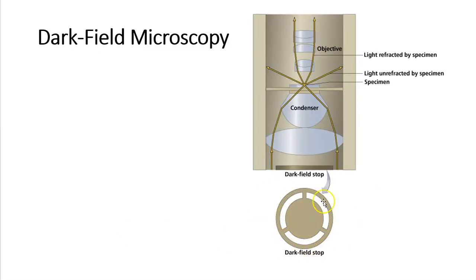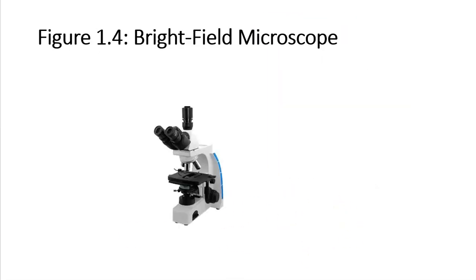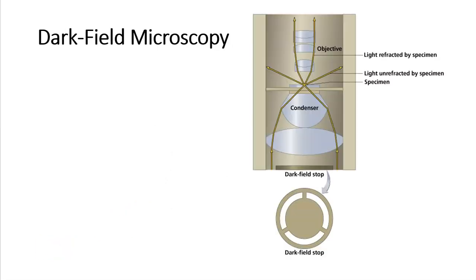This is the dark field lens that fits right over this condenser. It fits right in there. It looks like that. You just slip it on and it goes right in there, okay? And what happens is the only light coming through is the light that's coming through on this outside ring. Everything in the center is stopped. So the unrefracted light doesn't get through, okay?